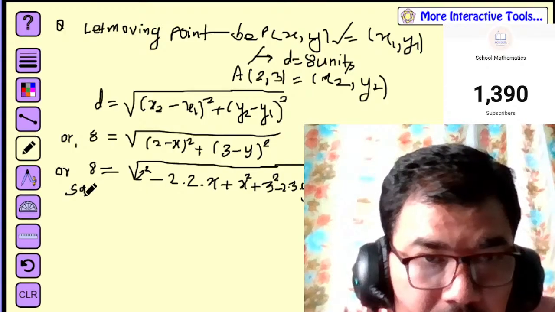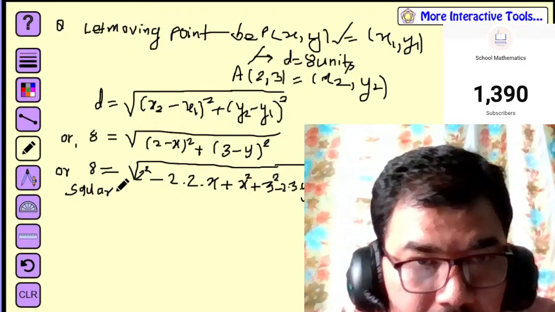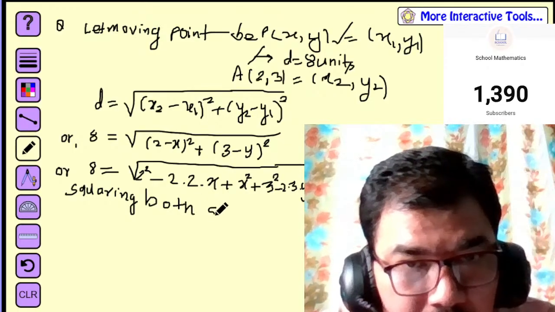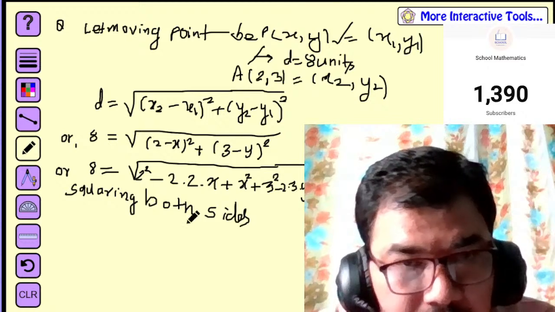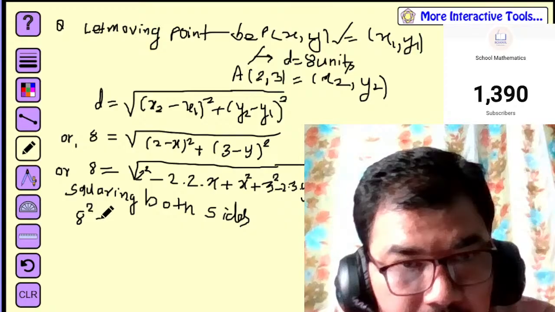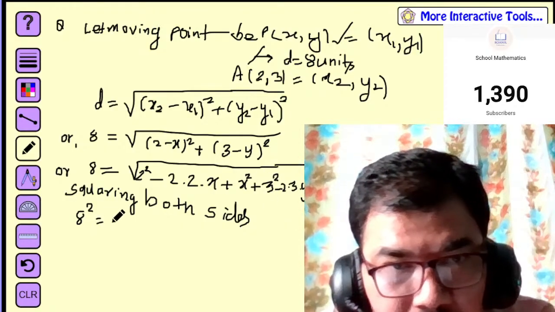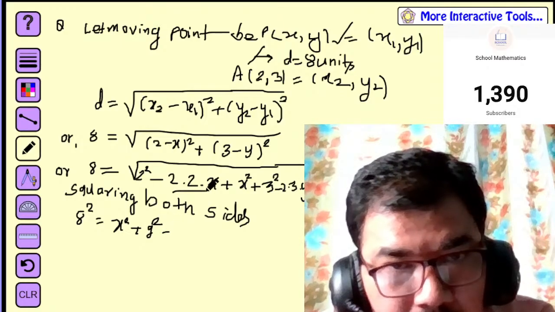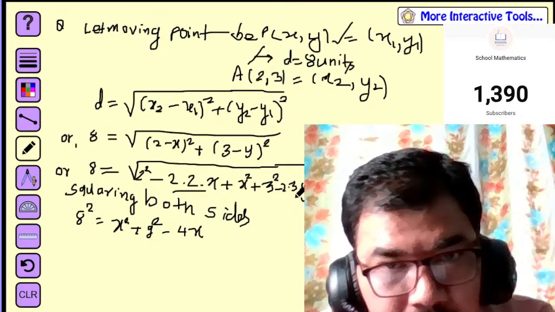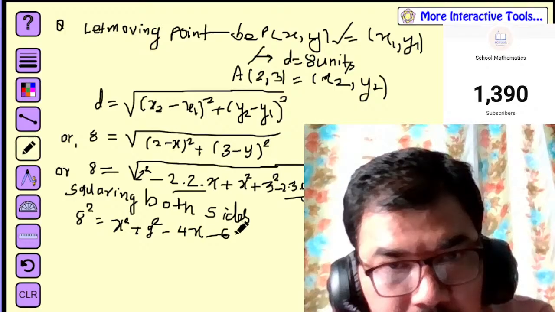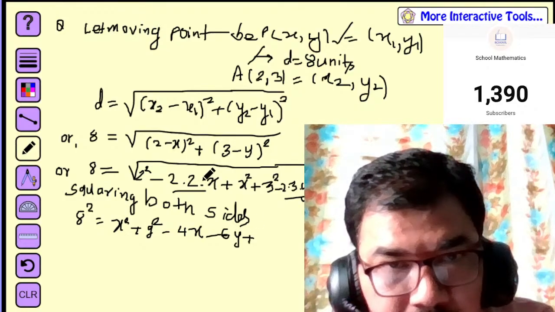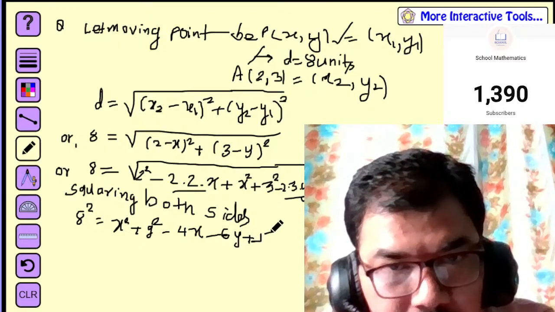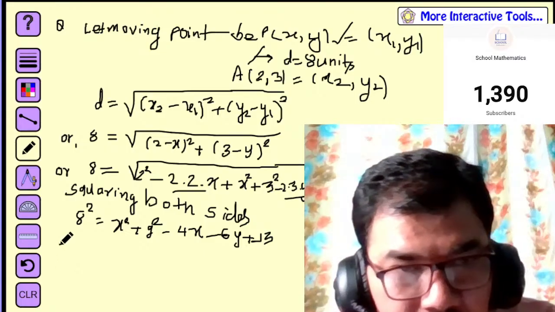Now squaring both sides, the square root will be cancelled, and the right side will be 8 squared. Then writing them in order, the remaining terms are x squared plus y squared, minus 4x, minus 6y, and the constants 4 and 9, which add up to 13. Now if you bring 8 squared to this side, that will be 64.